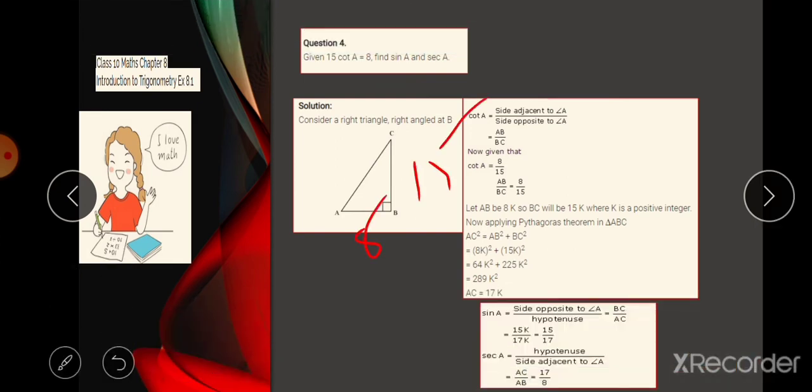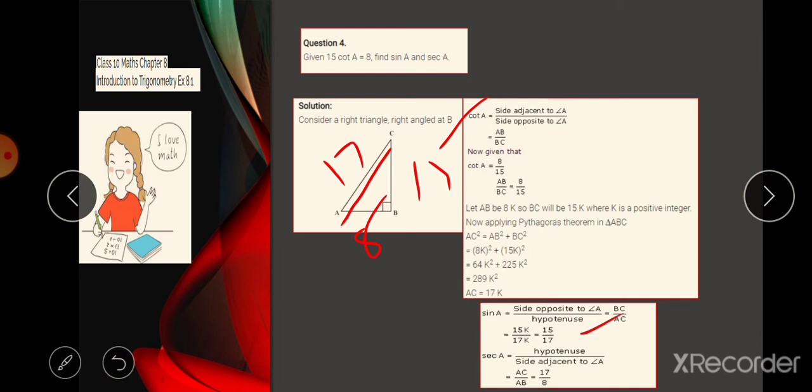Then by using the Pythagoras theorem, you will get this side. You know very well: 8 square plus 15 square, 64 plus 225, 289. What is the square root of 289? 17. So 17k. It's a ratio, so you have to use 17k. Then they are asking to find sin A. Who is the opposite of sin A? 15. And who is the hypotenuse? 17. Then 15 by 17.